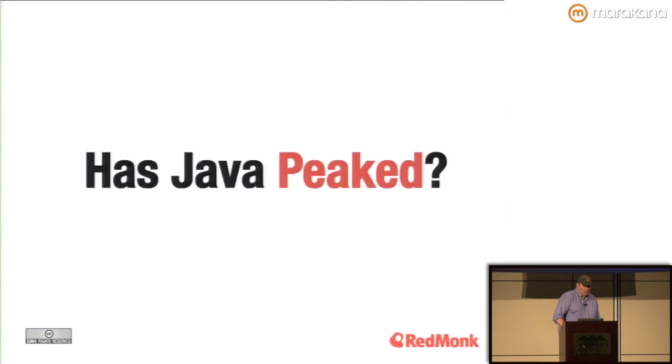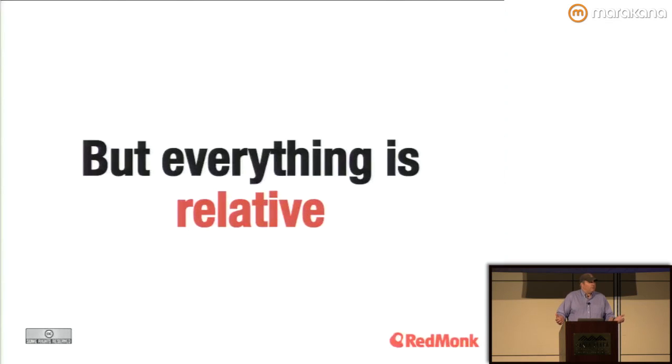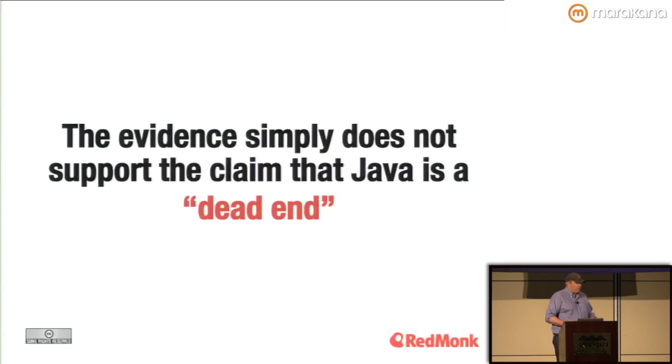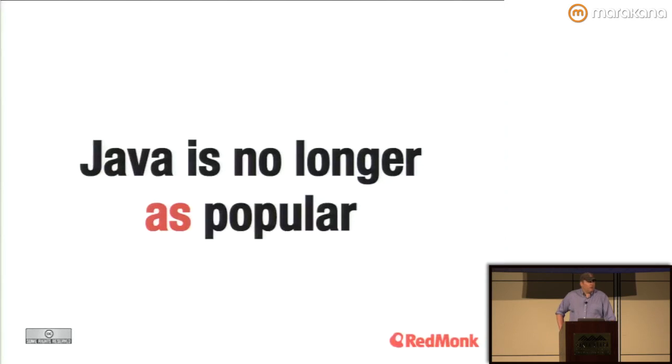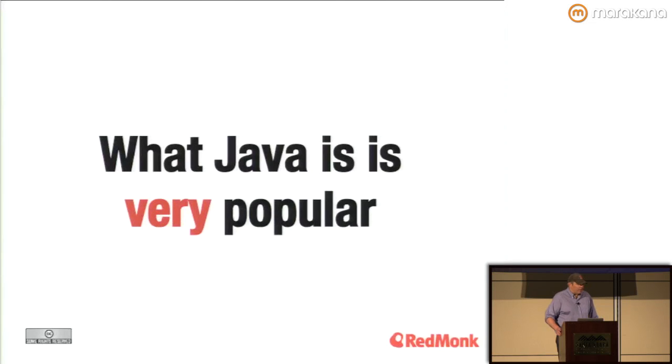It doesn't make sense. Has the language peaked from a popularity perspective? Will Java ever again be as popular on a relative basis as it was? Is it ever going to occupy the type of market share that it did 10, 20 years ago when it had less competition? No. Java in that sense has peaked. Java will never again be that popular, never again be that central. But everything's relative, right? The evidence from our perspective, and we drive this home over and over again because we hear the opposite over and over again, simply doesn't support the claim that Java is dead. Java is no longer as popular as it was, but Java is very, very popular indeed.